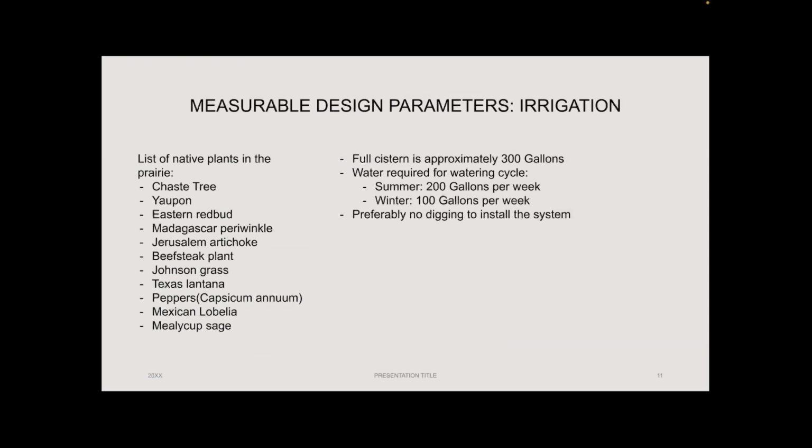For every watering cycle, it depends on the time of the year, but during the summer, it's going to require around 200 gallons of water per week, and during the winter, around 100 gallons per week. Ms. Deinhammer also told us that she prefers not to dig into the soil to install the system because that'll make maintenance hard. And we also need to know that a full cistern is approximately 300 gallons, so it'll last us between 1.5 to 3 cycles depending on the time of the year.